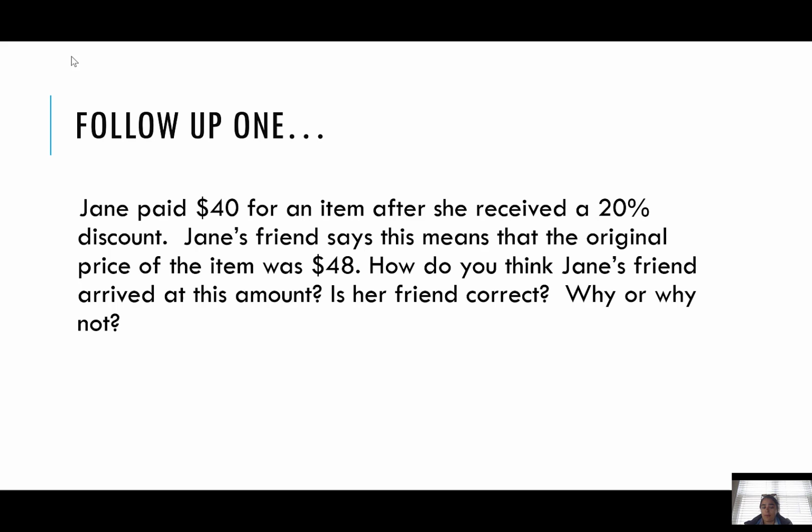Here's the follow-up. Follow-up 1. Jane paid $40 for an item after she received a 20% discount. Jane's friend says this means that the original price of the item was $48. How do you think Jane's friend arrived at this amount? Is her friend correct? Why or why not? Now would be a great time to pause the video and try to solve this problem on your own or come back to it in a moment.